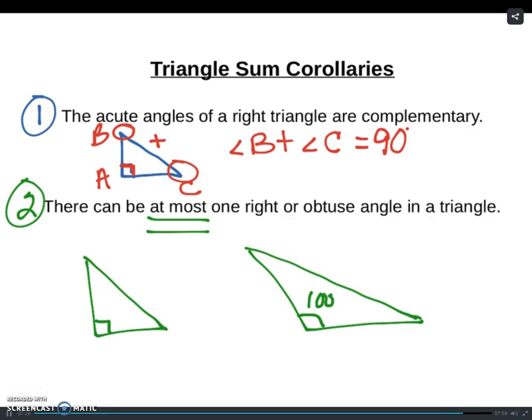And those, again, stem from the fact that all the angles of a triangle have to add up to 180, and so it wouldn't be possible to have two right angles. Those would add to 180, and there'd be nothing left for the third angle. And same thing with the obtuse angles. You couldn't have two angles that were larger than 90, or all three angles would have to add up to more than 180, so you wouldn't have a triangle.